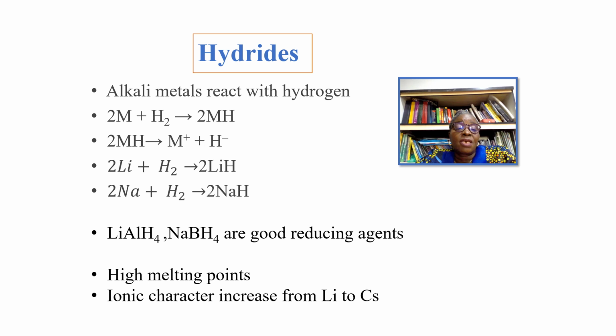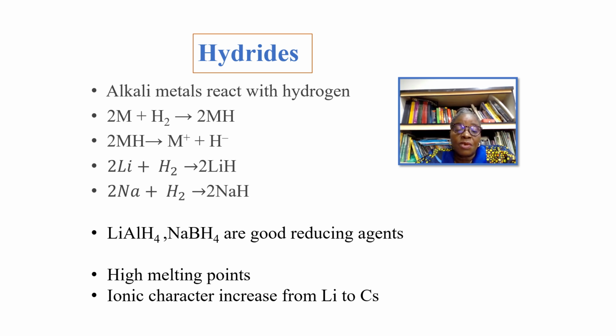We have the equation there, 2M plus H2 gives 2MH, where M can be any of the alkali metals. From that metal hydride, it can also decompose again to get the metal and the hydrogen. So we'll give an example of lithium reacting with hydrogen to form lithium hydride, and sodium reacting with hydrogen to form sodium hydride. And these hydrides are strong reducing agents. Reducing nature increases down the group.